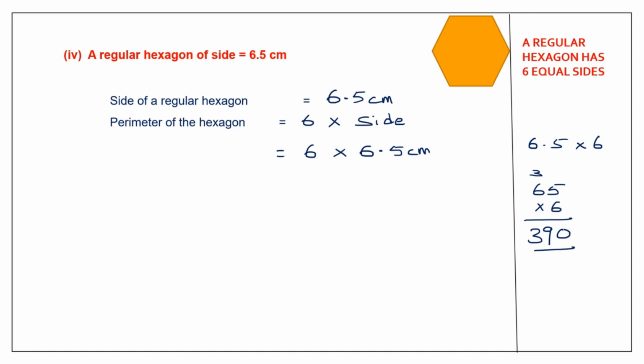Now let's go back to the question. This has one decimal place, so our answer also should have one decimal place. So here we have our answer, 39 centimeters. So the perimeter of this regular hexagon is 39 centimeters.